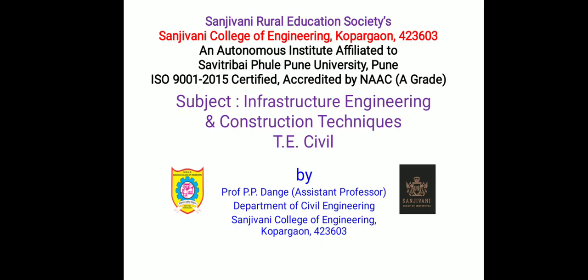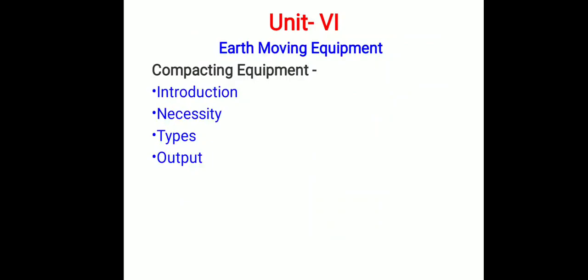So we are focusing on unit number 6, that is earth moving equipment, and in some lectures we had gone through the various types of earth moving equipment. Now we are going to study the next type of equipment, which are known as compacting equipment. So we will discuss the compacting equipment along with its necessity, types, and how to find out the output of compacting equipment.